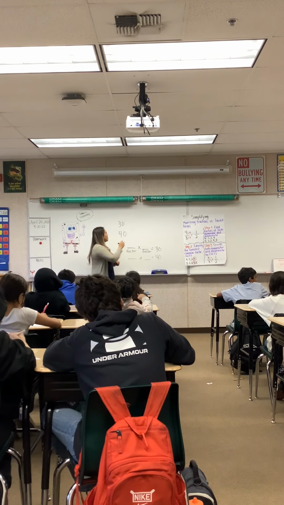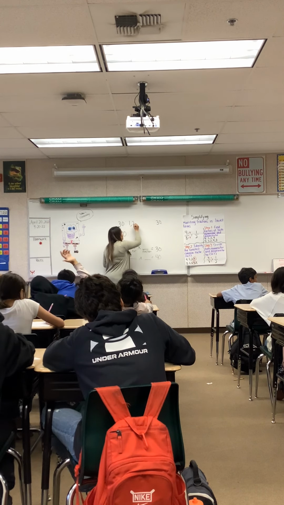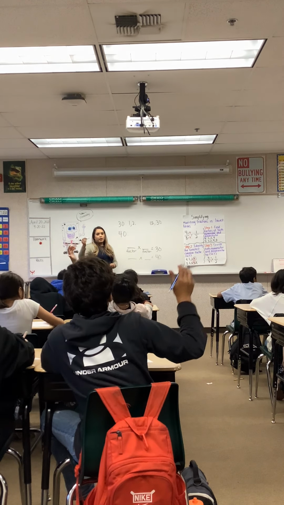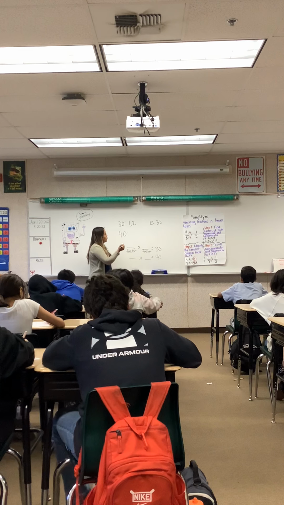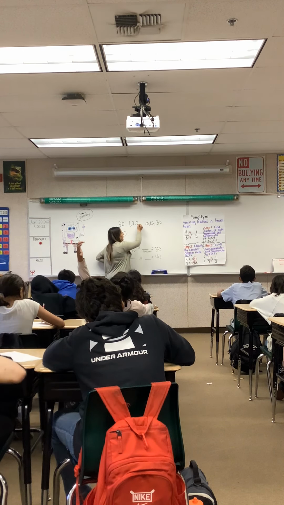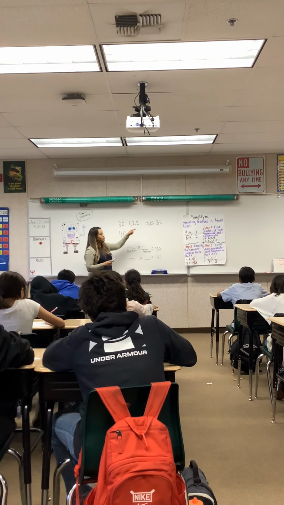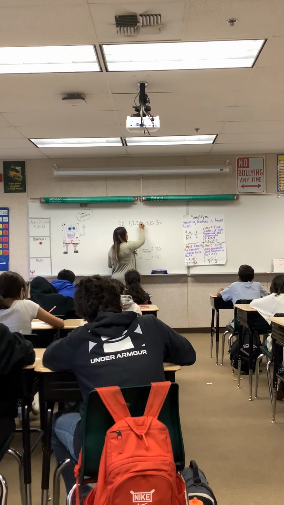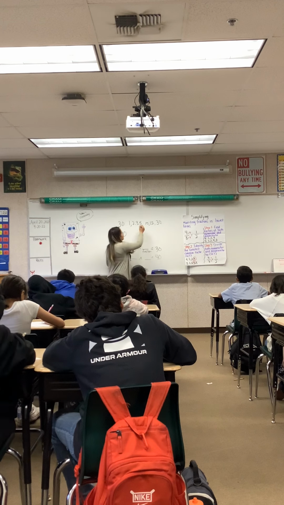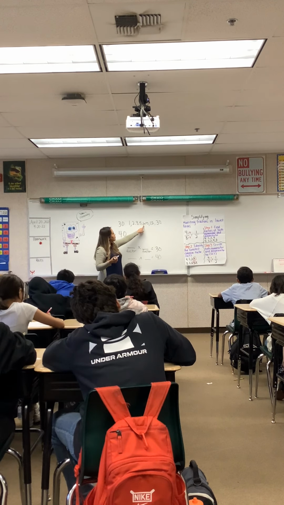1 times 30, and 2 times 15. Anyone else? 10 times 3. Aaron, what's another one? 5 and 6. So you see how the 5 and 6 are literally next to each other? That's kind of how you know when you're done.